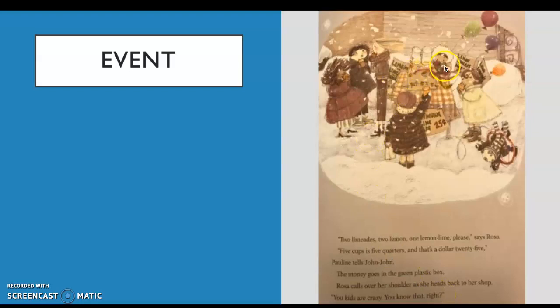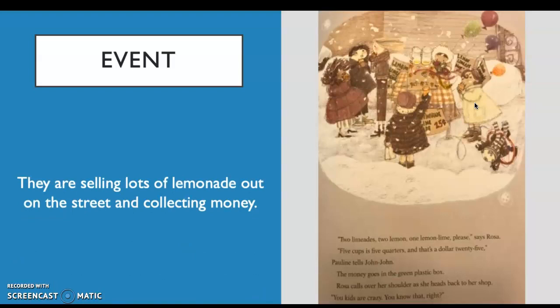All right, so if we go ahead and take a look at this illustration, and using the text that we just read, we can see we have Pauline here, and we can see all of these ladies right here. We have 1, 2, 3, 4, 5. They all just bought stuff from Pauline and John. The event that's taking place in this illustration, we can tell, is that they are selling lots of lemonade out on the street, and they're collecting the money because it told me in the text that the money goes in the green plastic box.